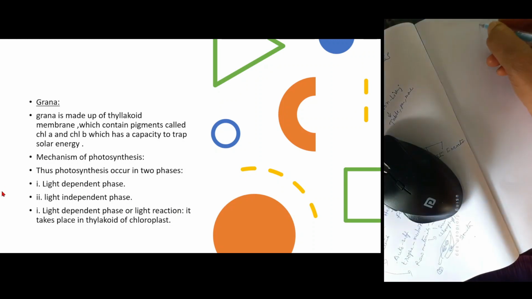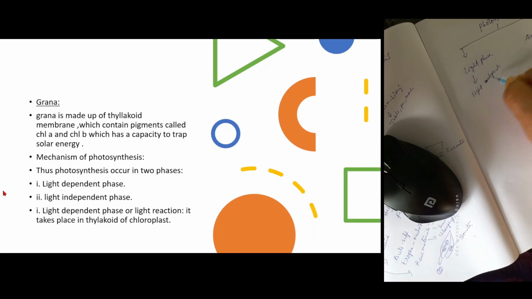Photosynthesis occurs in two phases. The first one is called the light phase and the second one is called the dark phase. Light phase means light dependent, and dark phase means light independent.